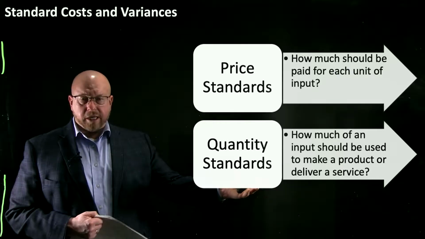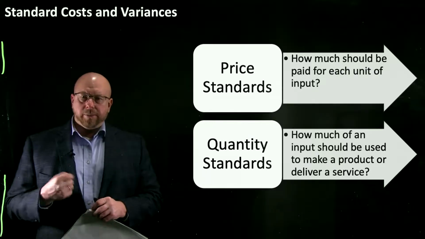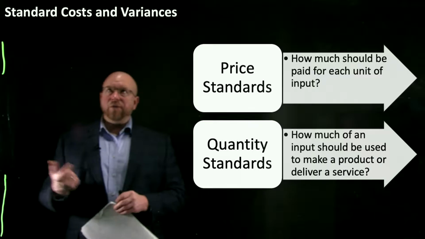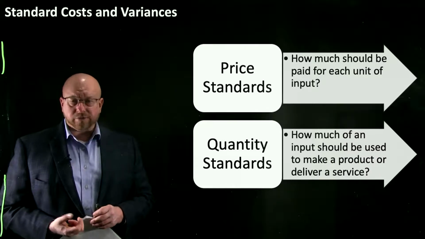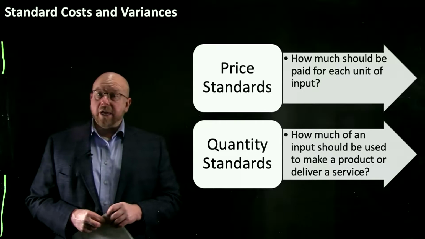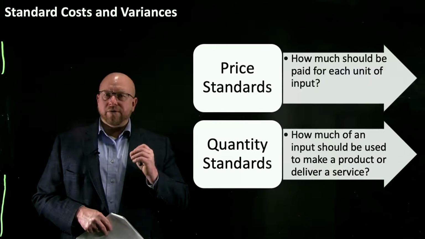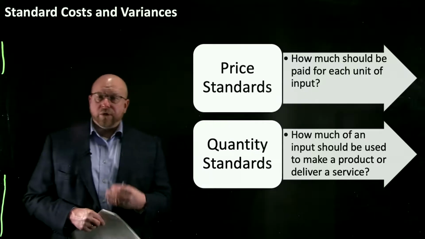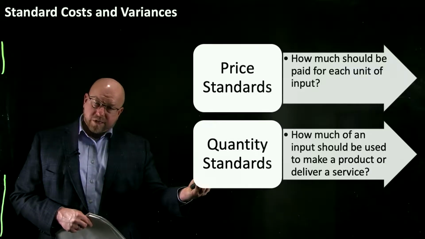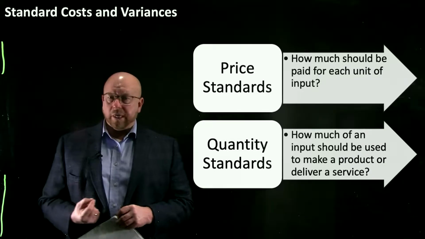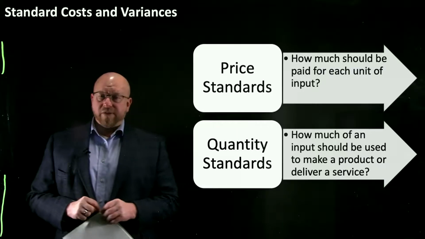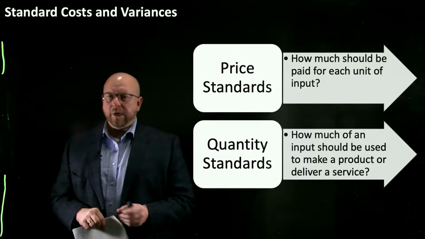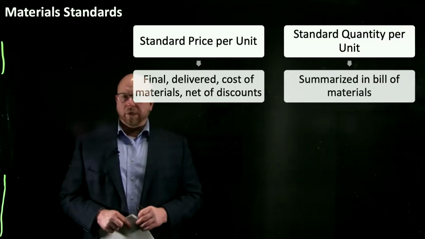Then we also have quantity standards. How much of an input should we use in a particular product or even to deliver a service? Sticking with the pizza theme, if a certain pizza requires 16 ounces of cheese, then if we use 18 ounces, that would produce an unfavorable quantity standard because we're using too much of an input and that will adversely affect our profitability. If the standard is 16 ounces per pizza and we use 14 ounces, then that would actually be a favorable variance because that should lead to greater profitability, at least in the short run. And we'll talk about that concept a little bit more later.